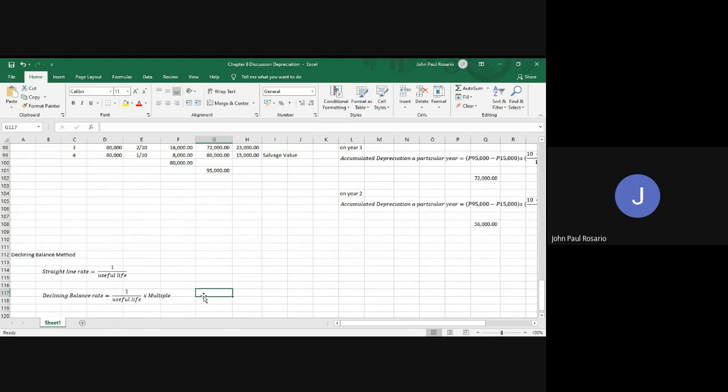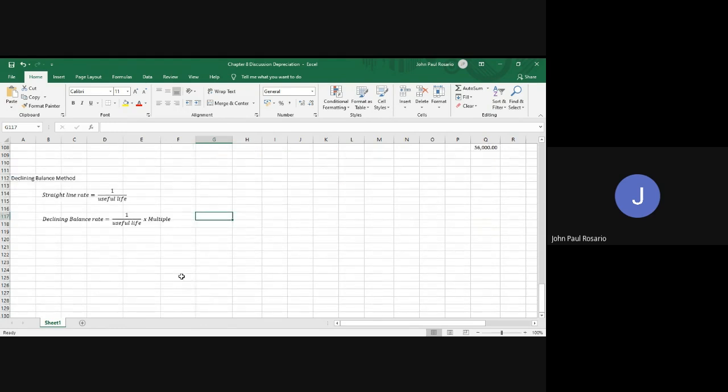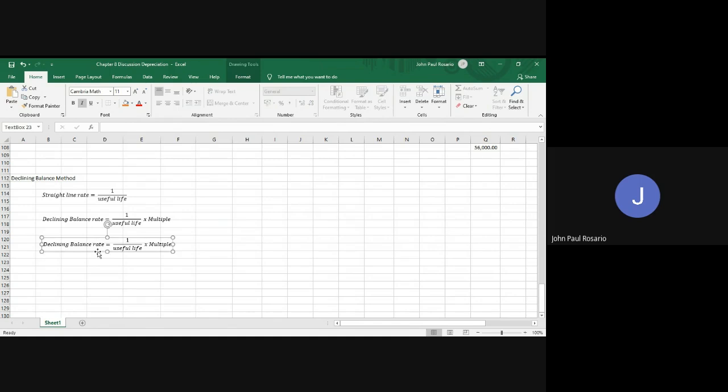Okay, so the beginning book value is equal to the ending book value of last period. Okay, so with that in mind, again, your depreciation for the year again is, what do you call this one? Okay, your depreciation for the year.